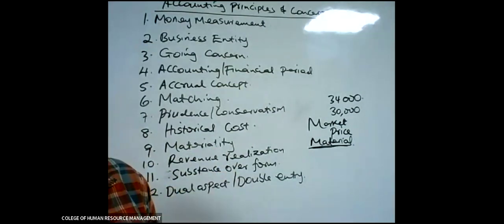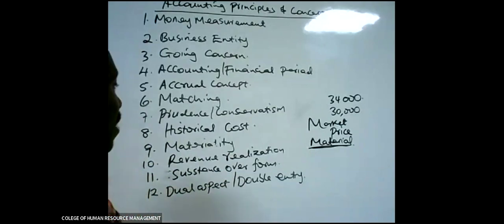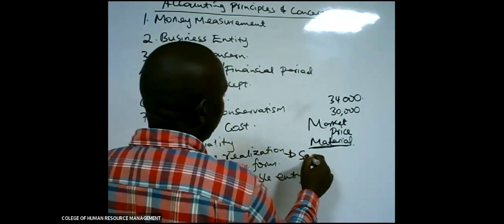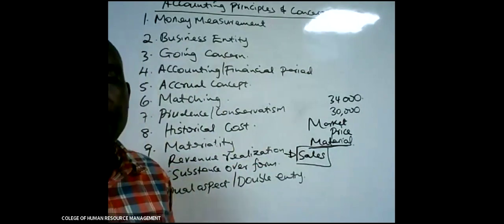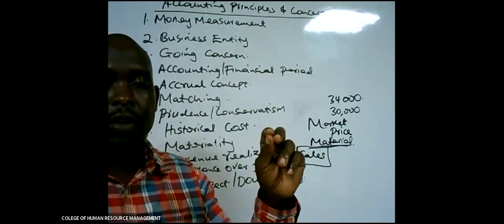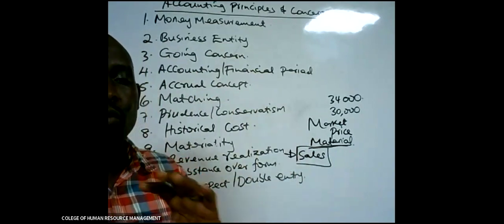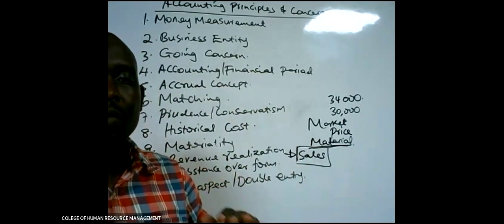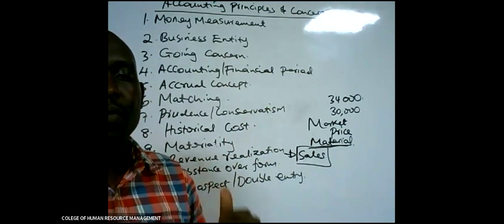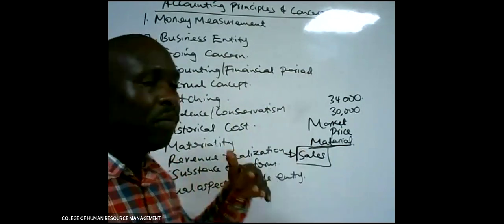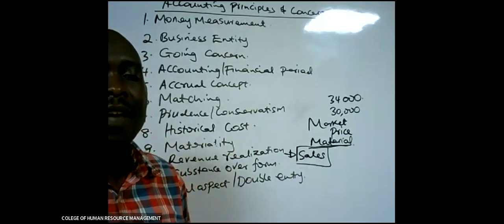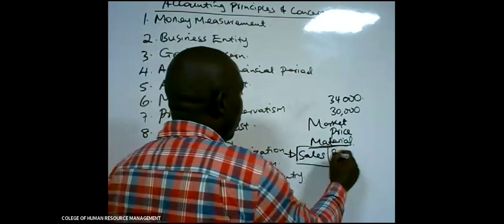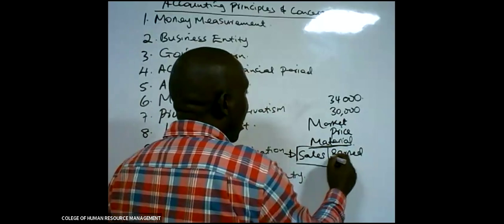Revenue realization states that revenue should be considered realized. Remember, the greatest source of revenue is sales. Any business entity must be selling a particular product, which can be goods or services. That is where a bigger portion of revenue for any business comes from. So revenue should be considered realized when there is sufficient evidence that it has been earned.